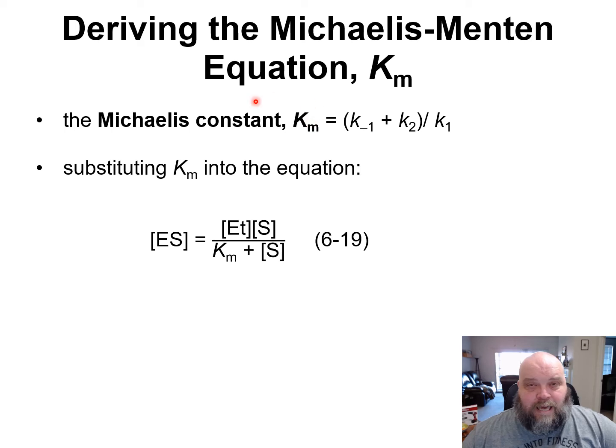The Michaelis constant, the Km, remember, is measured at half the Vmax. Here's the velocity at half the Vmax. Km equals K minus 1 plus K2, because remember, K minus 1 is ES going back to E plus S, and K2 is ES going to E plus P, all divided by K1, which is the reaction of going E plus S to ES. Okay.